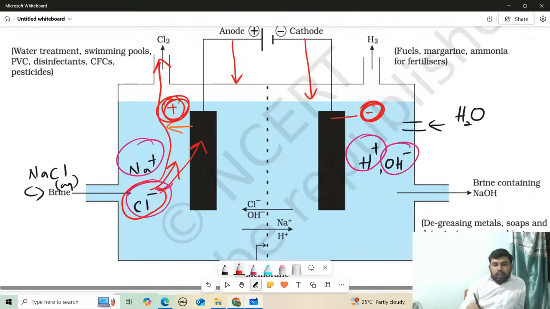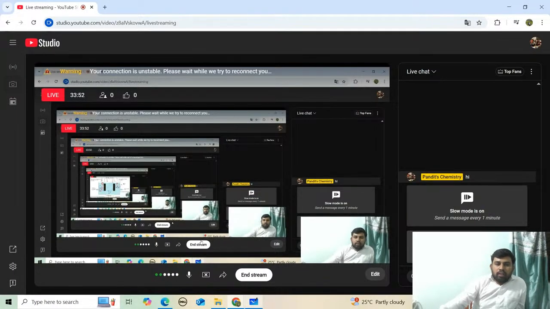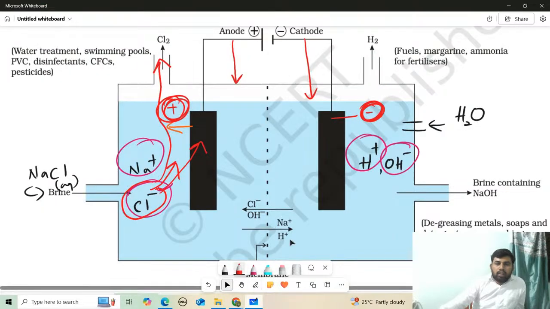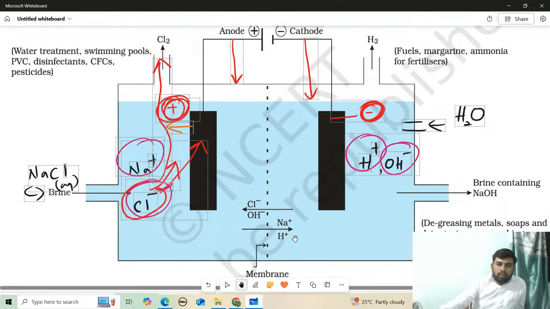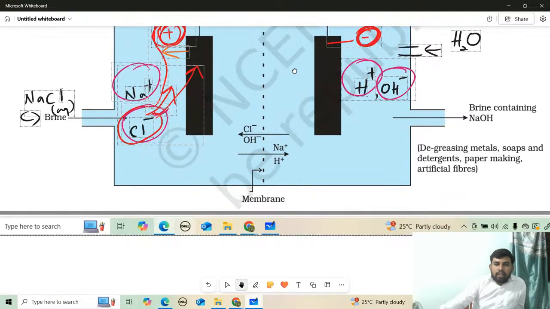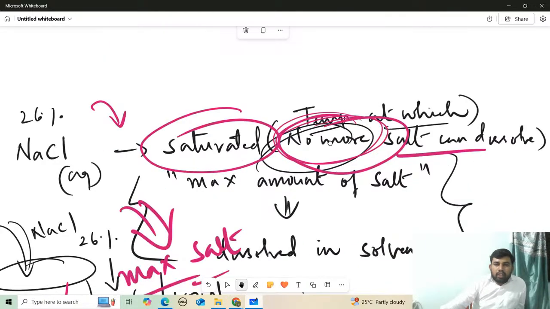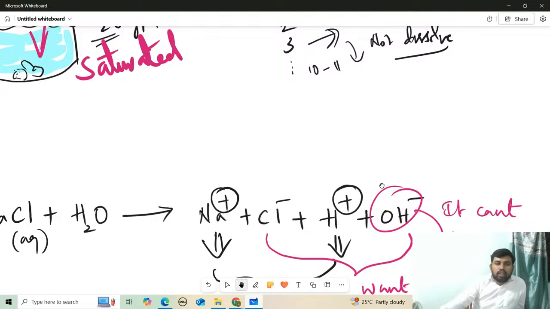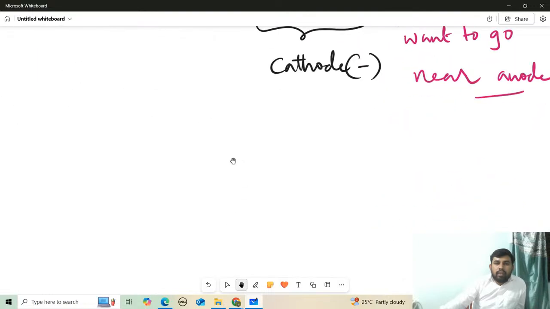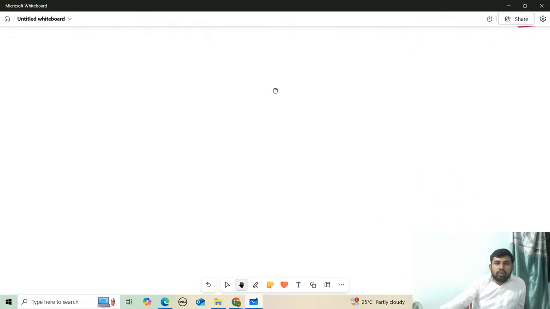Now better I'll write the reaction. Where are they going to liberate? Chloride ions are going to liberate at the anode. So let me write the reaction at the anode. At the anode, what happens?